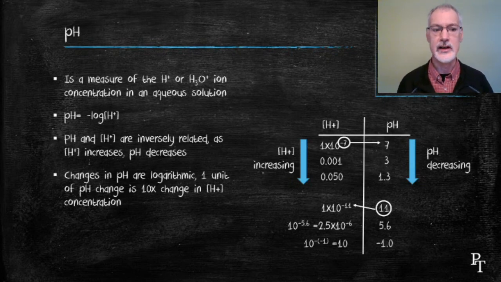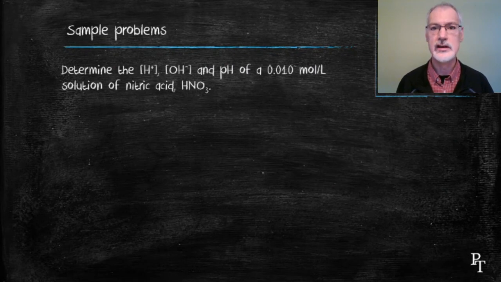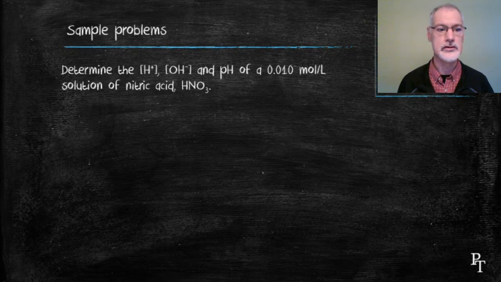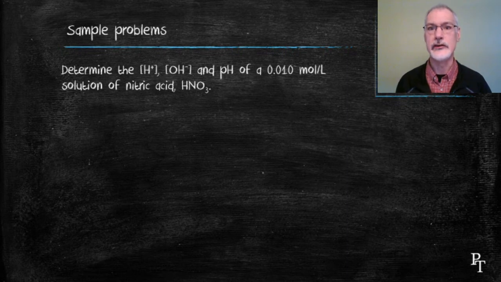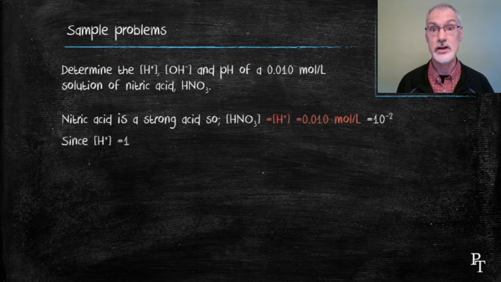Let's try a couple of examples. I'd like to determine the acid particle, the base particle, and the pH of a 0.01 mole per liter solution of nitric acid. Now the first thing you should note is nitric acid is a strong acid, so that means that when it's placed in water, it dissociates or breaks apart 100%. So I can say then that the concentration of the hydrogen ion, which comes from my hydrogen nitrate dissociated, will be the same, 0.01 moles per liter. And that's the same as 10 to the minus 2. If I now look at pH, pH is the negative log of that number, so the pH itself would be 2.